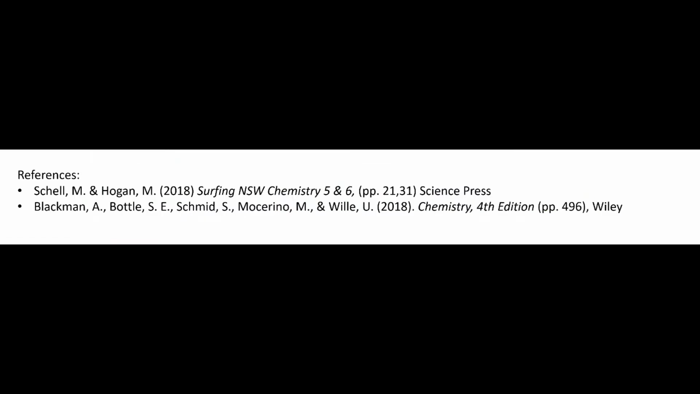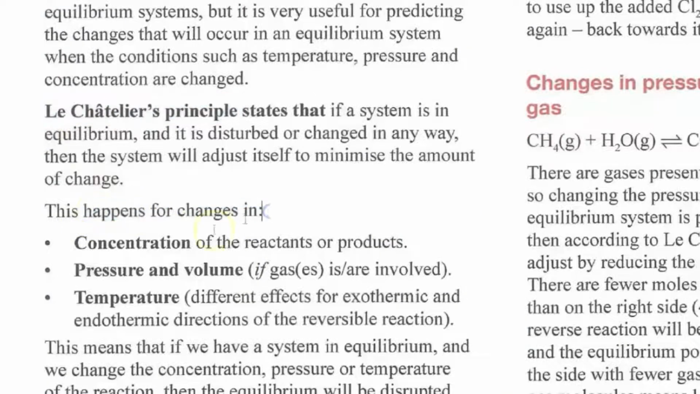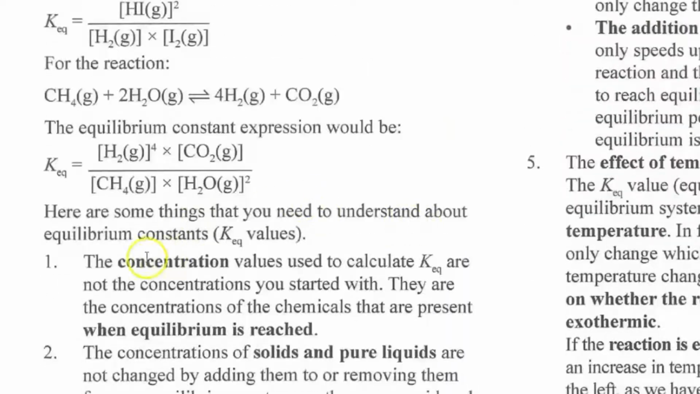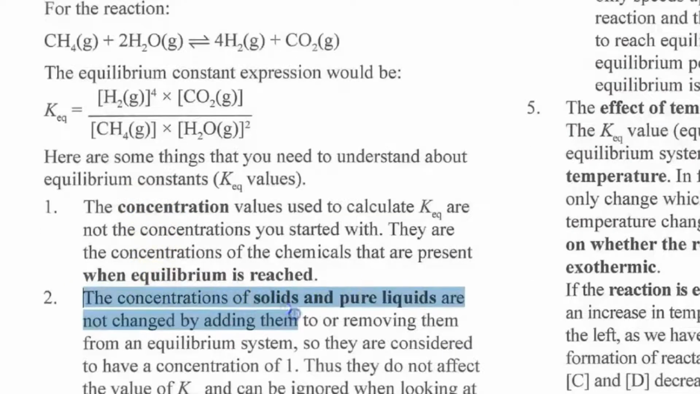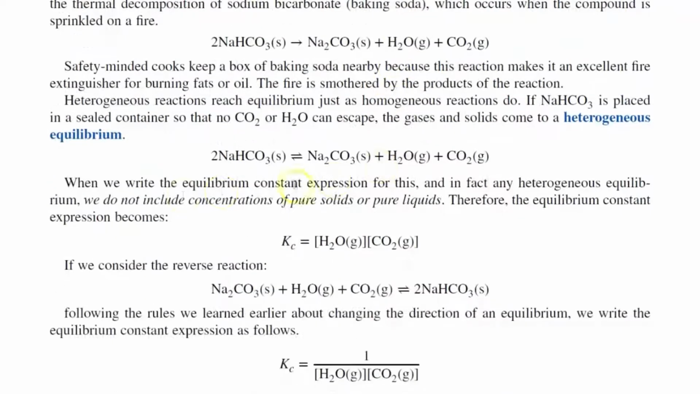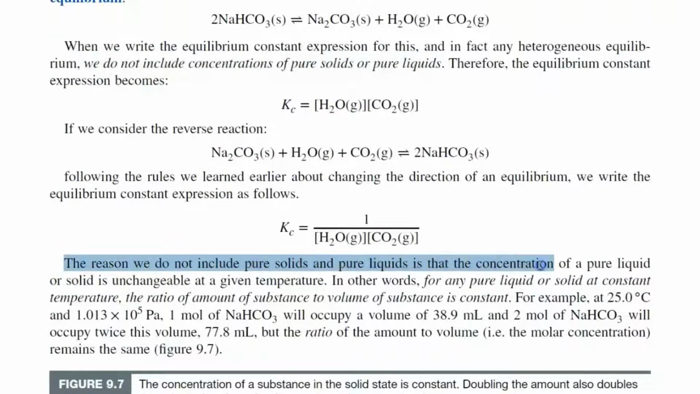For this video, the following references were used. Schell and Hogan have a section on Le Chatelier's principle, clearly stating the conditions under which the equilibrium point is shifted, and also a section on the equilibrium constant, showing that solids in fact do not affect the equilibrium point. An explanation of this is also provided in the Blackman et al. Chemistry textbook, specifying what happens when the species in the system are in different phases.